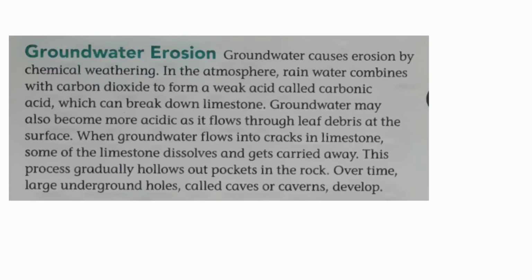Groundwater erosion. Groundwater causes erosion by chemical weathering. In the atmosphere, rainwater combines with carbon dioxide to form a weak acid called carbonic acid, which can break down limestone. Groundwater may also become more acidic as it flows through leaf debris at the surface. When groundwater flows into cracks in limestone, some of the limestone dissolves and gets carried away.